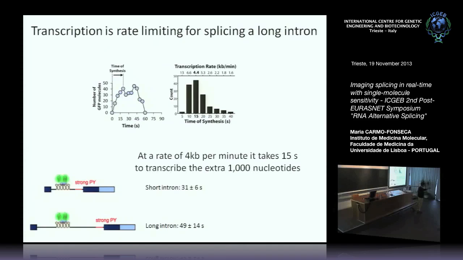So coming back to the question that Ian was asking yesterday, when we have a speed bump of polymerase, how long does it have to be stopped there in order to allow a weak intron to be spliced? I would say an extra 10 seconds would be enough.